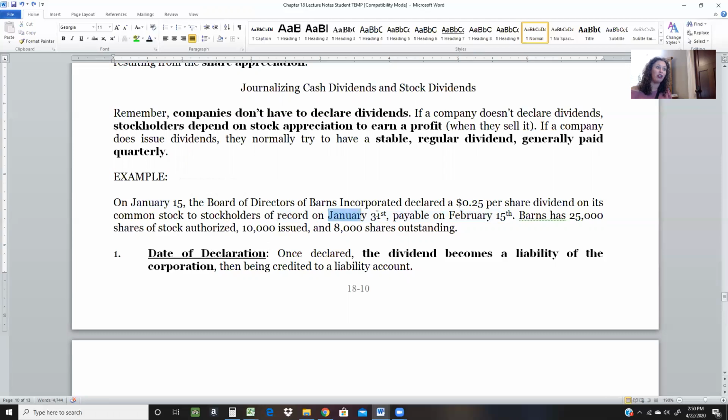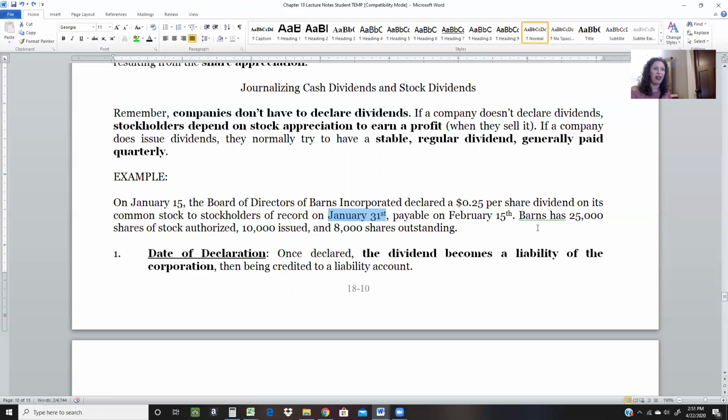The date of record is the day that they actually look to see who owns the stock to determine who gets the dividend. Whoever owns the stock at the close of business on January 31 gets the dividend. So if I wasn't paying attention and didn't realize a dividend was coming, and I sold my shares of stock to Tor on January 30th, then Tor would get the dividend because he owned it on January 31, and I wouldn't get a dividend. Then the actual checks get mailed out or directly deposited on February 15th.